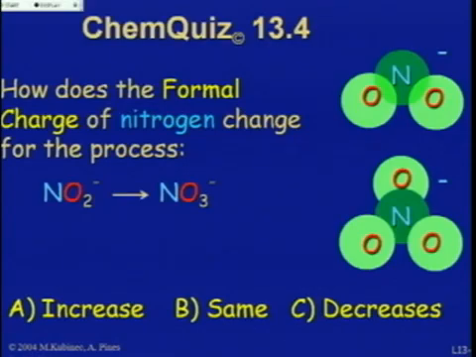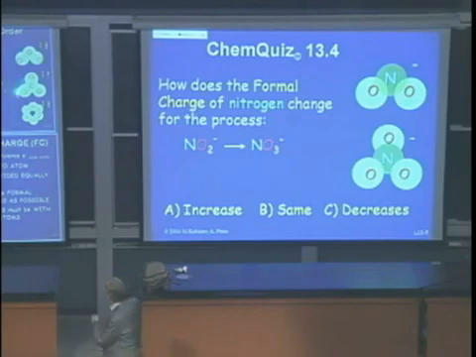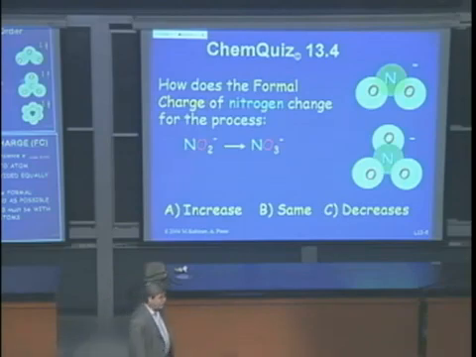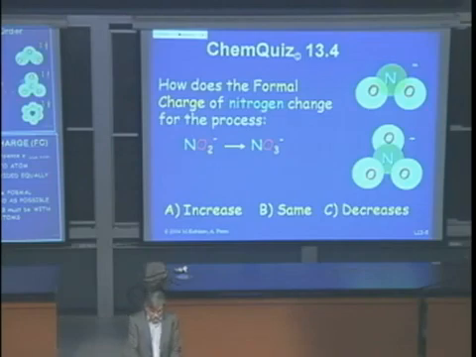How many electrons does NO2 minus have? Valence electrons. We always talk about the valence electrons. 18. That's an 18 electron system. Now, how many does NO3 minus have? 24. That's like carbonate. It's a 24 electron system. So now you can draw the structures and figure out what the formal charge on the nitrogen is in NO2 and what the formal charge on the nitrogen is in NO3.